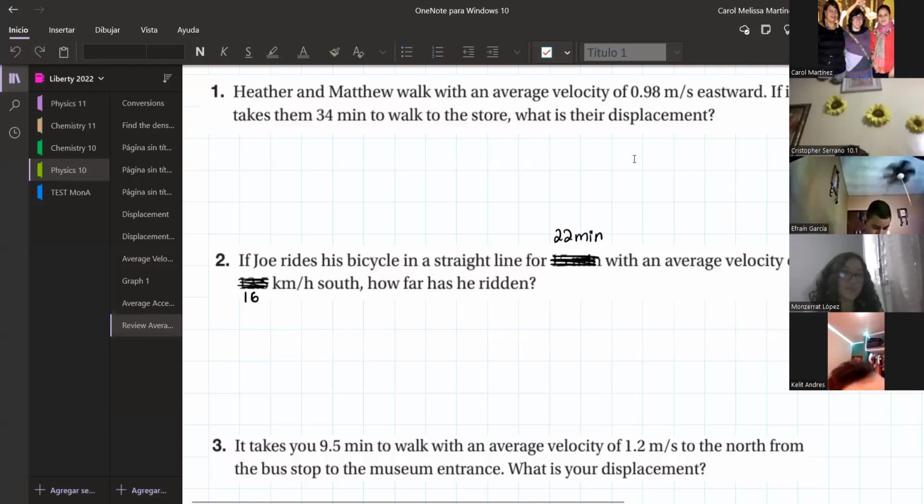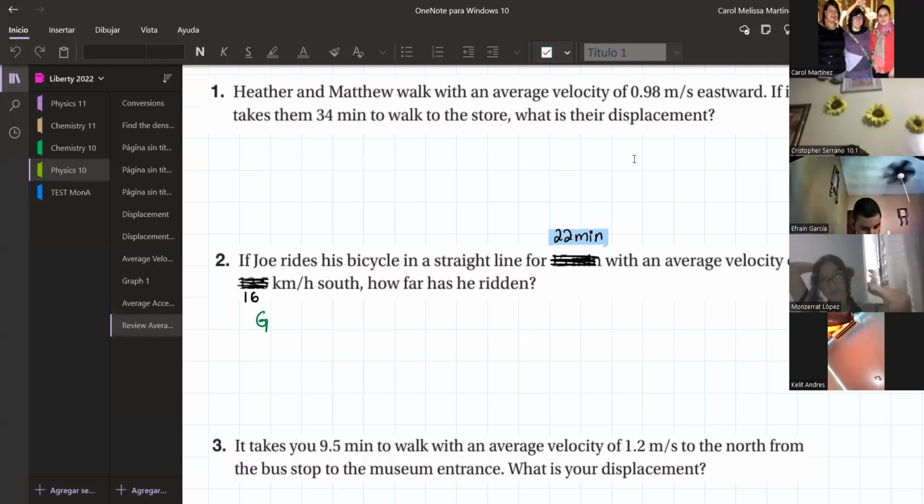So, if the problem gives you minutes, remember, we measure time in minutes, seconds, days, years. So if you see minutes, that means that the problem is giving you the time. So you write your givens. Delta t is 22 minutes.